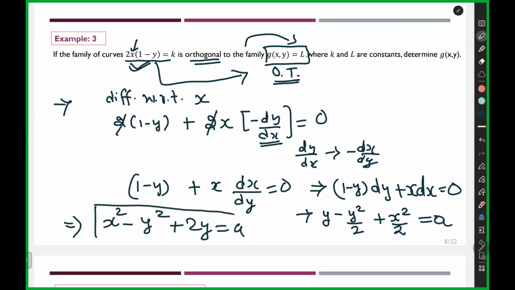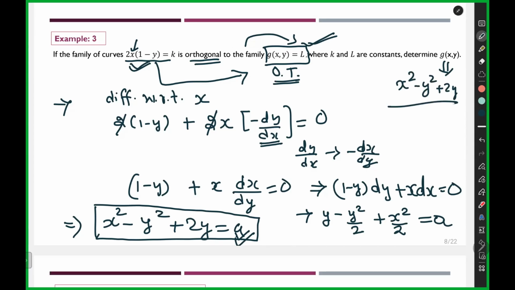So this is the orthogonal trajectory. So here it can be taken as L. If we compare this, L is some constant. So here I am taking a, so it is treated as constant. So what is the value of g x y? g x y is nothing but x square minus y square plus 2y. So it is clear to everyone till now?